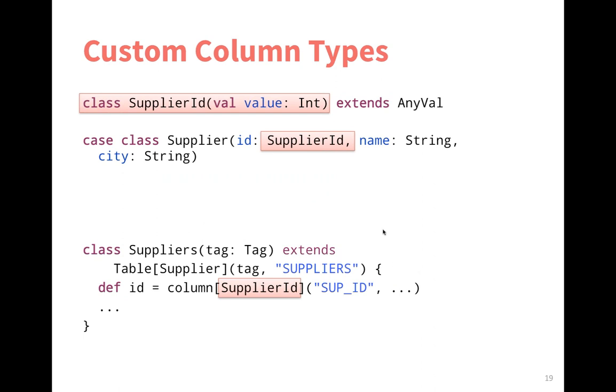So for the suppliers table, we define a class supplier ID, which just wraps a value of type int. And we can extend any val, so it's completely free at runtime. It gets erased. It's just there for the type safety. And now we use this in our supplier case class on the client side.